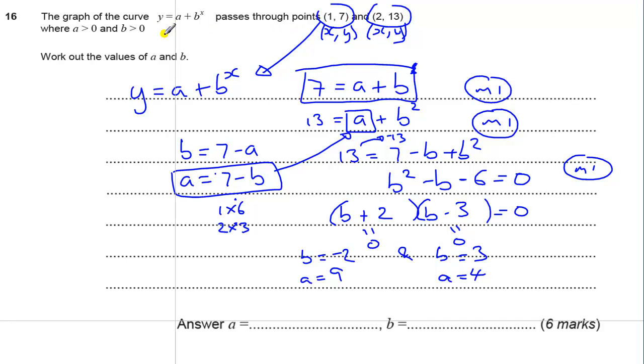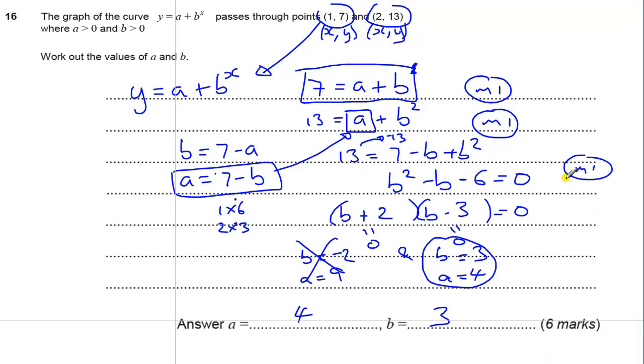Okay, but there's only space for one answer, so let's just look back to the start. Read the question again, and we see that a is greater than 0 and b is greater than 0. So this is the only one where a is greater than 0 and b is greater than 0. This is no good to us because b is minus 2 there. So we put the answer 4 and 3 for 6 marks.